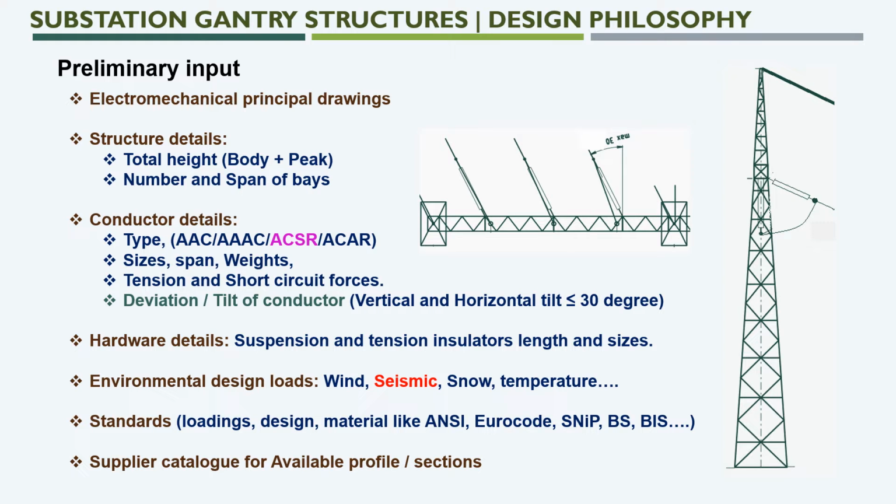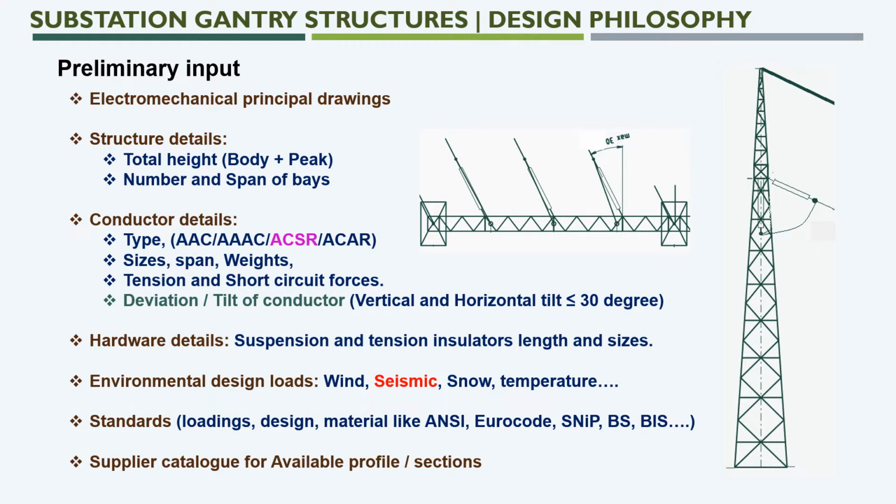First one is electromechanical principle drawings. This will define what kind of structure we are going to design. It will give the span of the girder, face to face distance of the conductors, and conductor fixing height from the base, earth wire fixing height above the conductor fixing level. It will provide you plan, layout, section drawings.